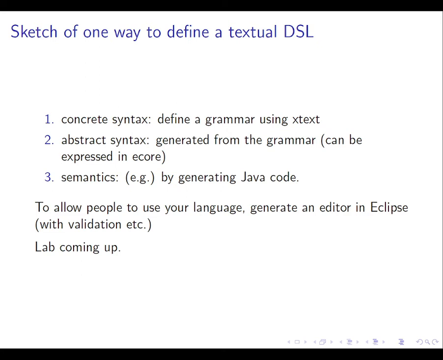But the abstract syntax can indeed be expressed in eCore, and you can go back and forth between these things. And then you can define semantics by generating Java code and so on. And again, to allow people to use your language, you need to be able to generate an editor. And it has to have appropriate validation and what have you. And there is an amazing collection of tools that will allow you to do quite sophisticated things quite easily once you understand how to use the tools. But the tools themselves are not always that easy to learn.